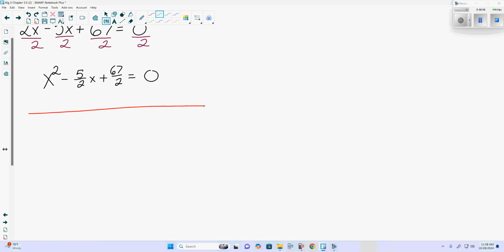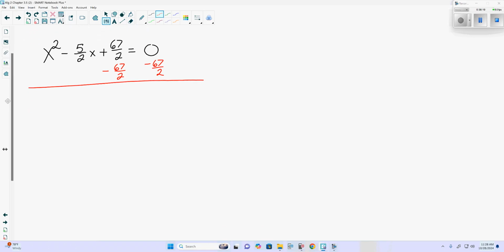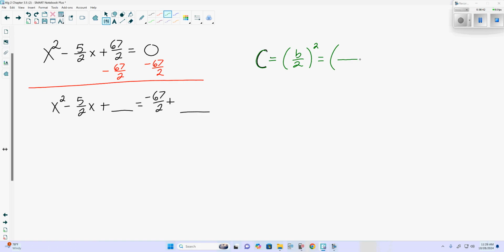Because our next step, get the constant terms by themselves and leave 2 spaces. So what we can do here is subtract from both sides. And leave 2 spaces. Now our C term is still b over 2 squared.